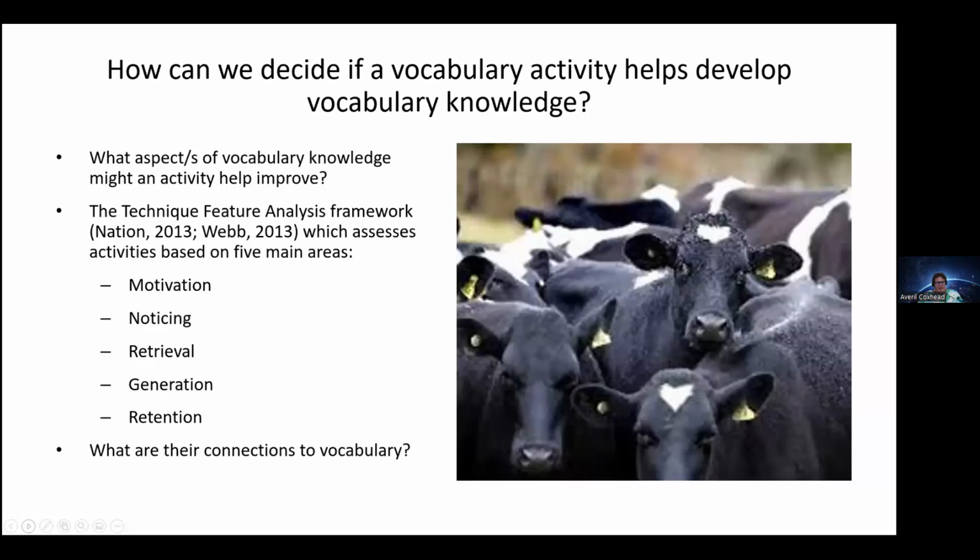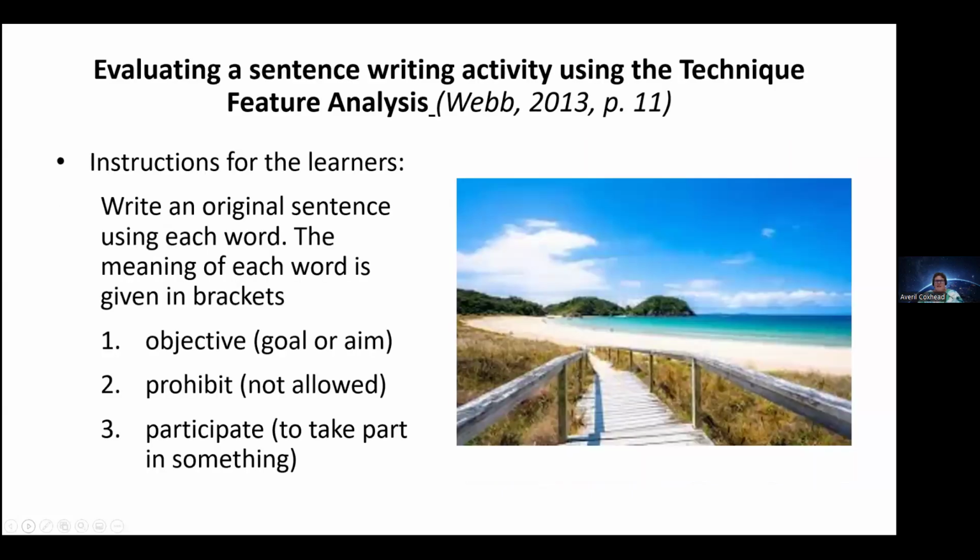So here's an activity. This is a sentence writing activity, and it uses the technique feature analysis, which I'll tell you about in just a second. So here are the instructions for the learners. This probably looks like something that you've seen before in a textbook or in a classroom activity. So you're asking the learners to write an original sentence, and they have to use each word. Now notice for each of those words that the meaning is given in brackets next to the keyword that people need to use in writing.